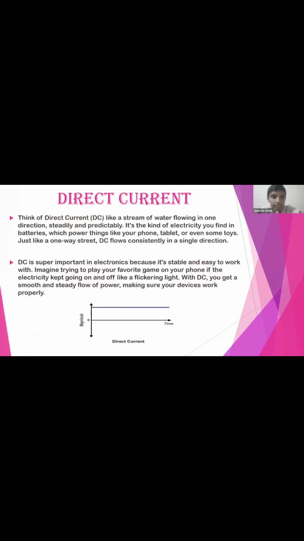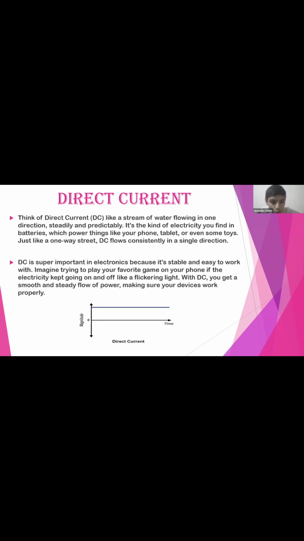Direct current. Think of direct current as a stream of water flowing in one direction steadily and predictably. It's the kind of electricity you will find in batteries which power things like your phone, tablet or even some toys. Just like a one-way street, DC or direct current flows consistently in a single direction.